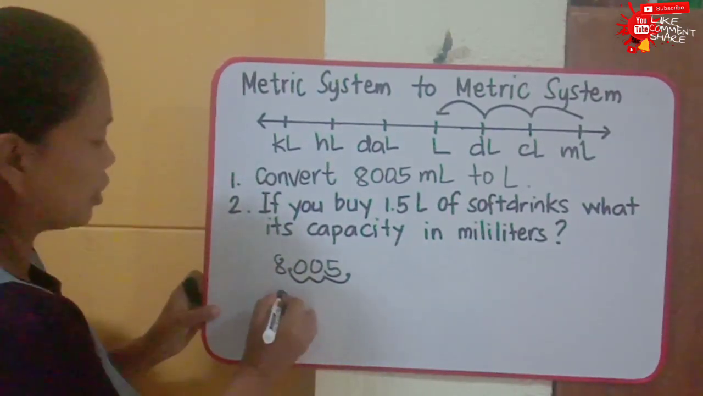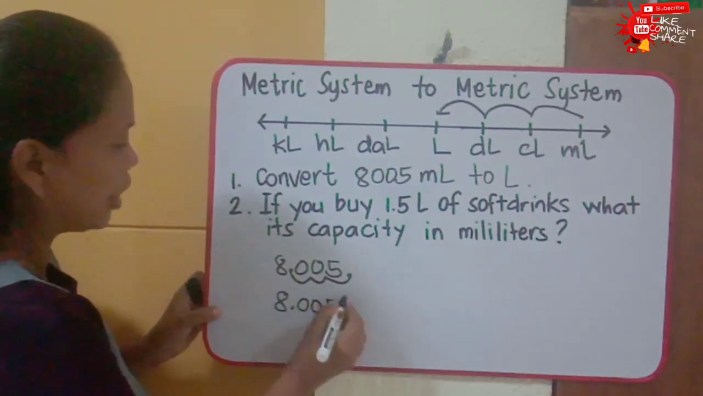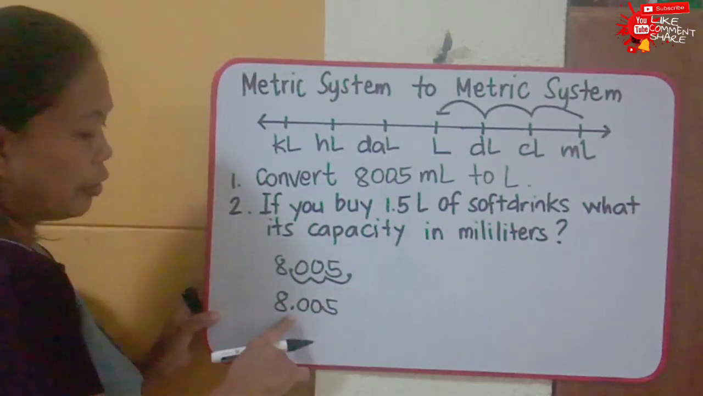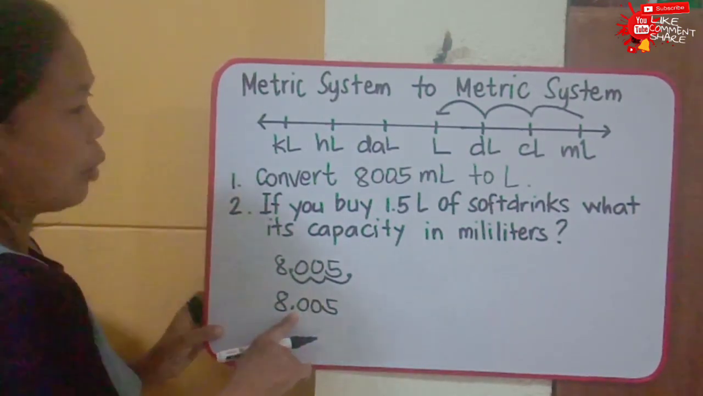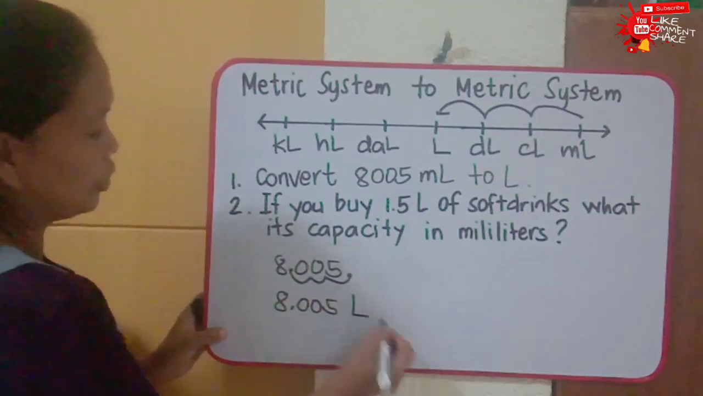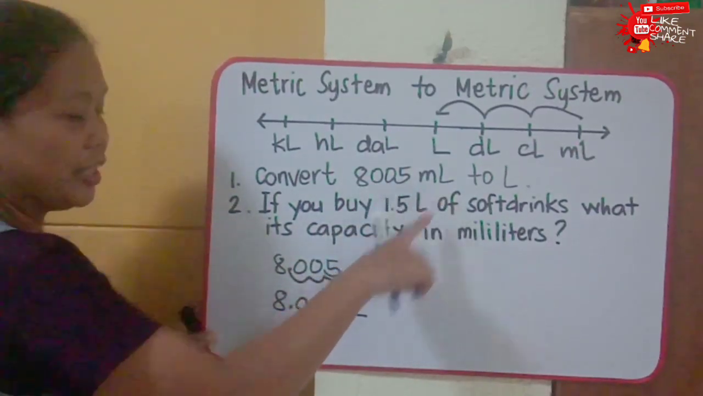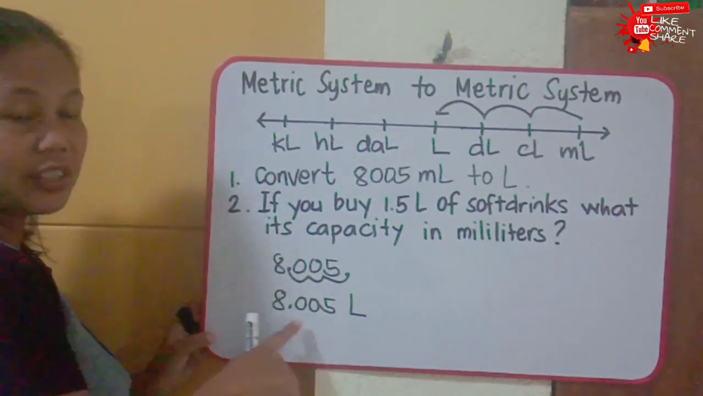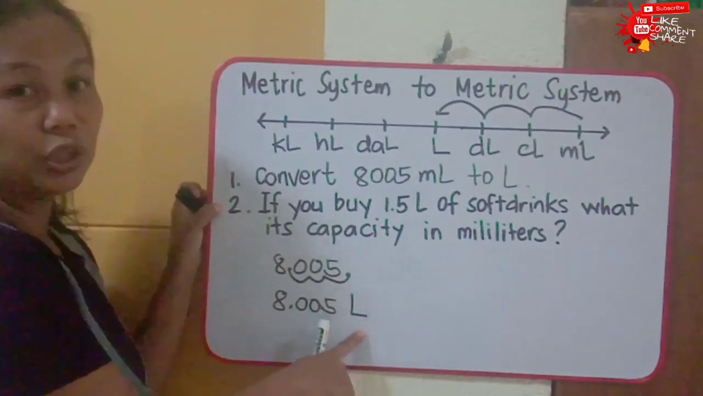So our final answer will be 8.005. Take note that the new location of the decimal point lies here. Okay? So our new unit is liter. So therefore, 8,005 milliliter is equal to 8.005 liter. Now let us have example number 2.